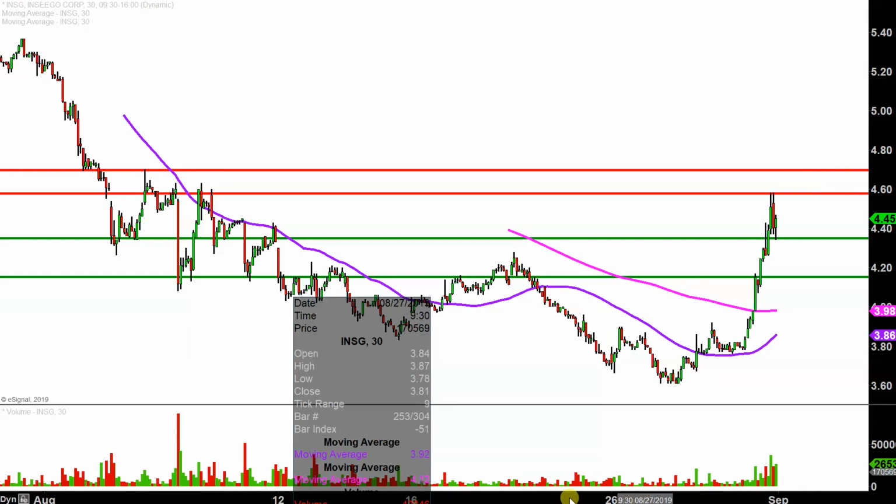All in all, though, any way you look at it, great volume today, great price movement. Now it's just a question of can the price build upon this momentum next week? Let's see what happens.